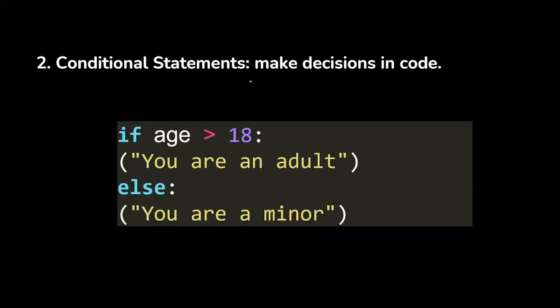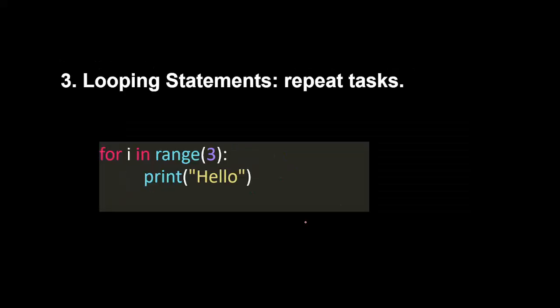So next thing, conditional statements, which help in taking the condition. Conditional statements make decisions in code. Like if your age is above 18, you are an adult. If not, you are a minor, right? It helps in taking decisions. Looping statement, a repeating task. Like if you want to do a task repeatedly, we would use for loops, and we also have the infinite loop, which is the while loop.